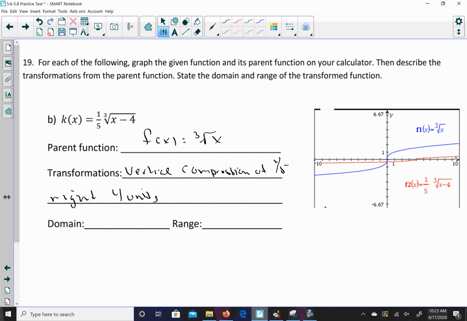My domain, as I can see from left to right, I'm going to go from negative infinity to positive infinity. My range is also going to be from negative infinity to positive infinity. Moving on to the next one.